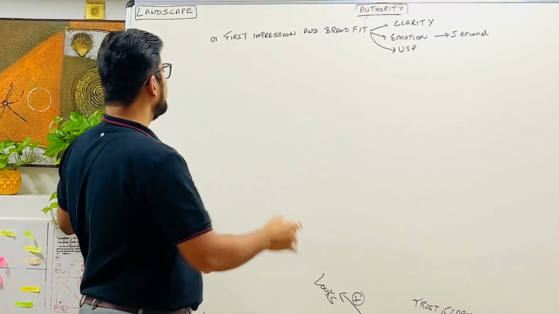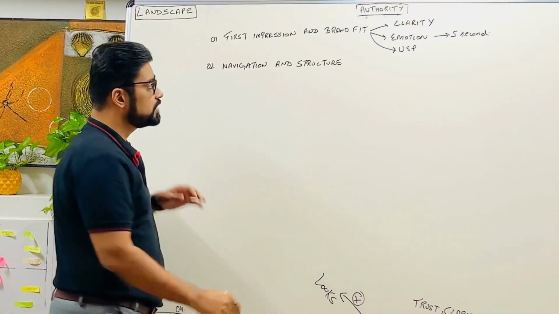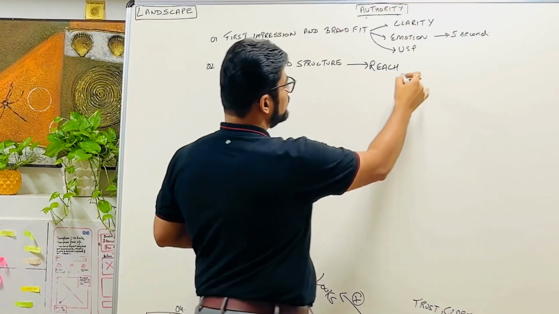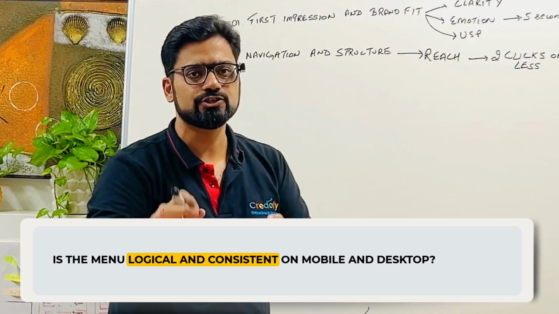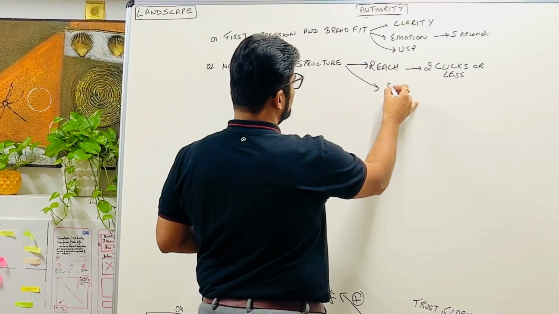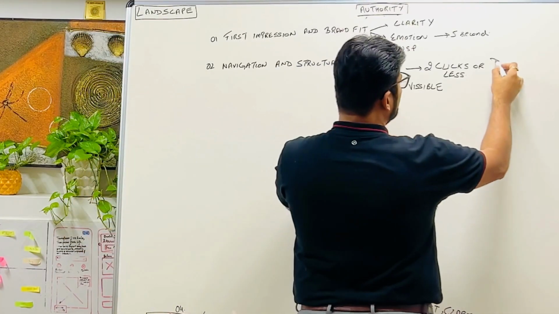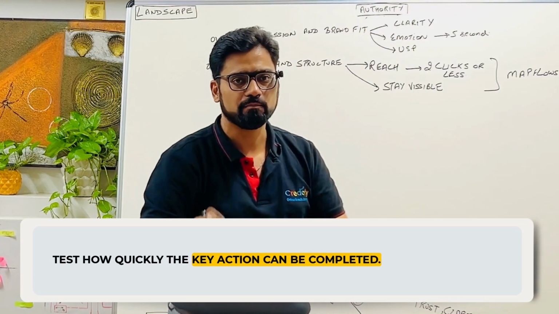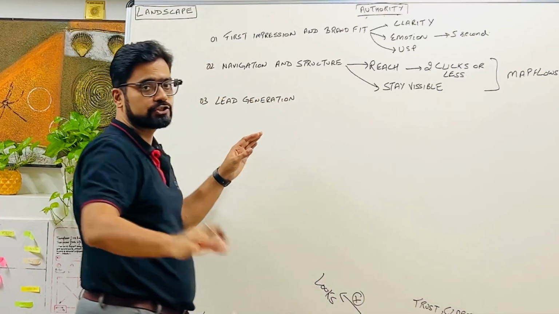Then comes your second, which is navigation and structure. Can users reach pricing, services or contact within 2 clicks or less? And is the menu logical and consistent on mobile and desktop? Does navigation always stay visible when your users scroll? The tip here is you need to map the user flows and test how quickly the key action can be completed.